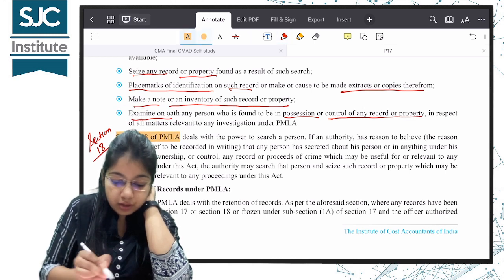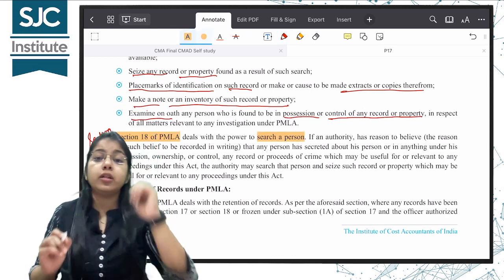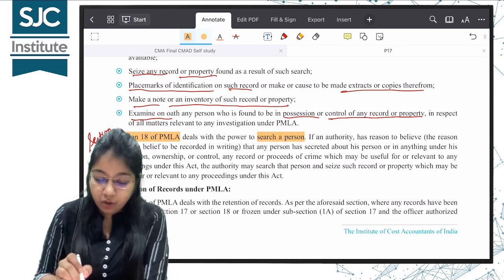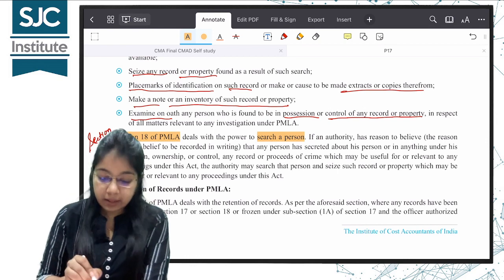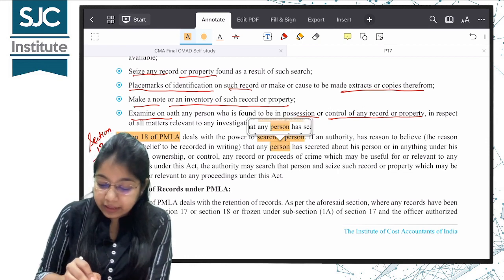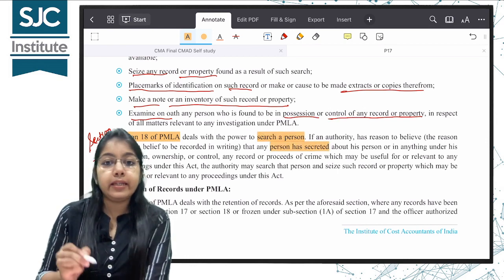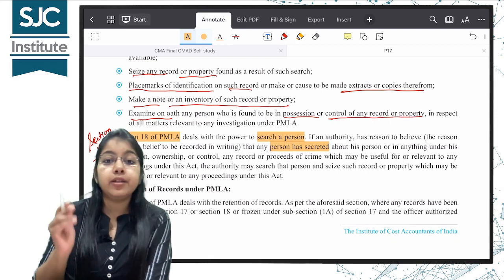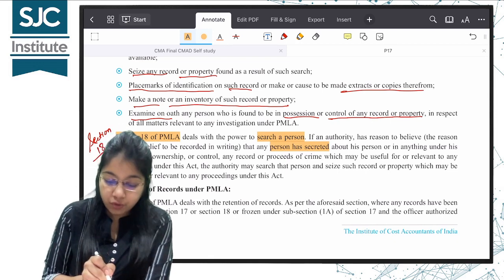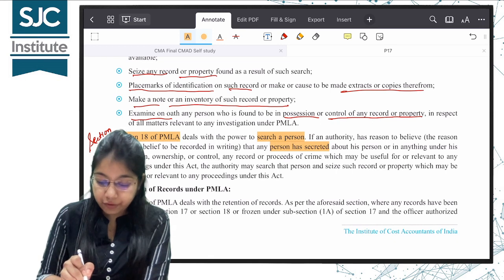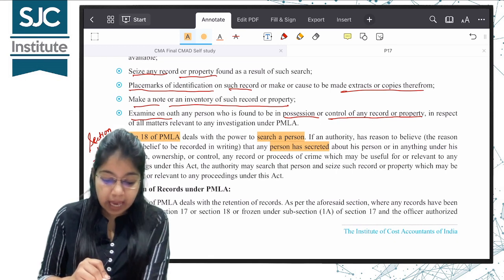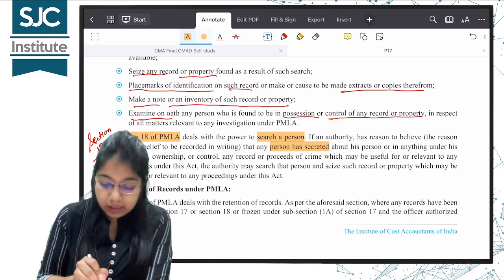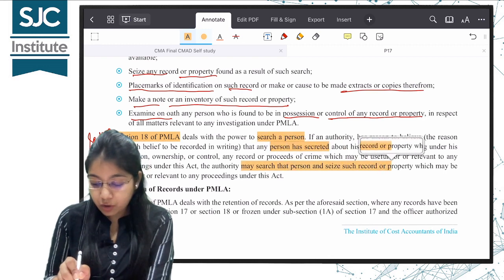Power of search that was related to a place, this is related to searching a person. If an authority has reason to believe, and these reasons have to be recorded in writing, that any person has secreted about his person, identity, or in anything under his possession, ownership or control, any records or proceeds of crime which may be useful for or relevant to any proceedings under this Act, the authority may search the person and seize such record or property.